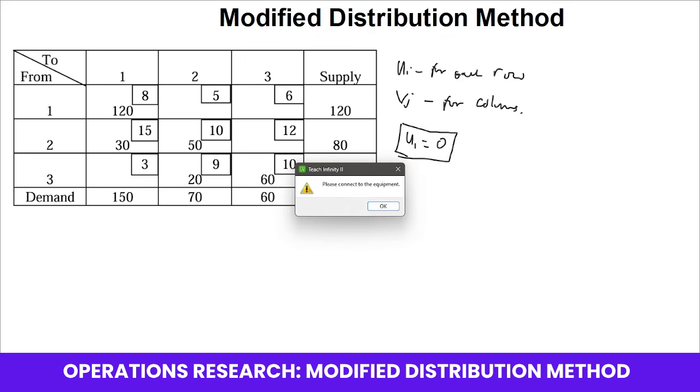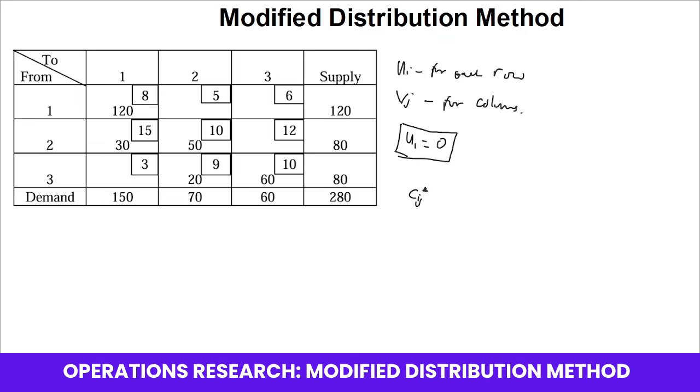Then we compute the net costing for each non-basic variable. After we use the allocated cells to calculate the Ui values and the Vj values, we use these same values in the expression: the net costing is equal to the Cij value minus Ui minus Vj. So this will give us the net costing value.